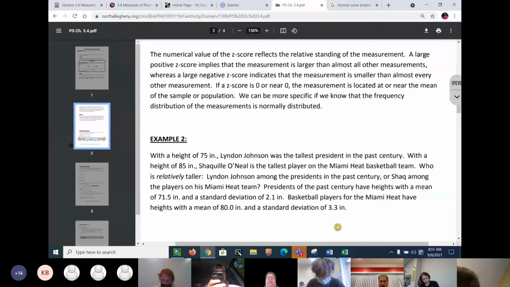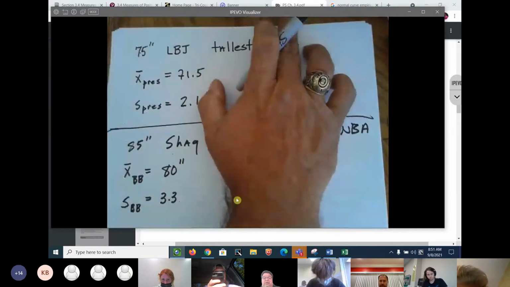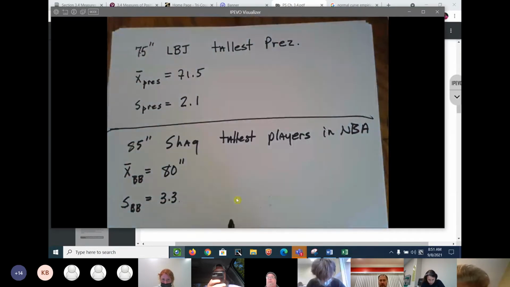Anybody with 3 teeth in their head can tell you that Shaq is taller than LBJ. All you got to do is look at the height. But that's not what the question's asking. The question is asking, who is relatively taller?